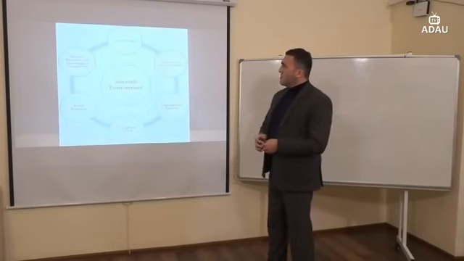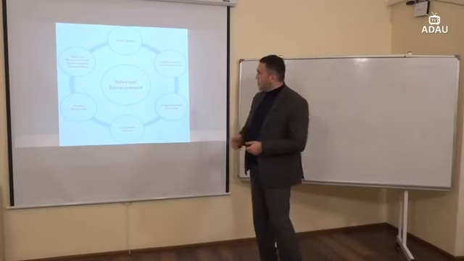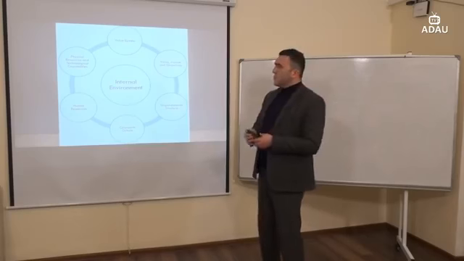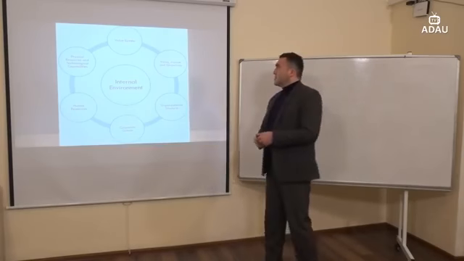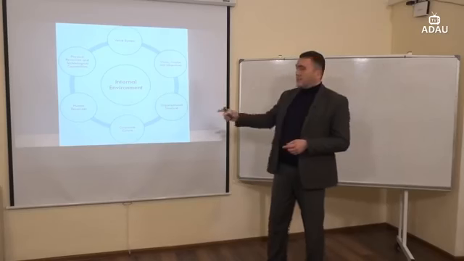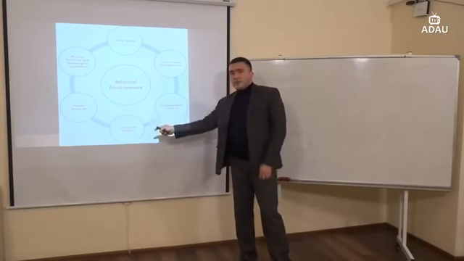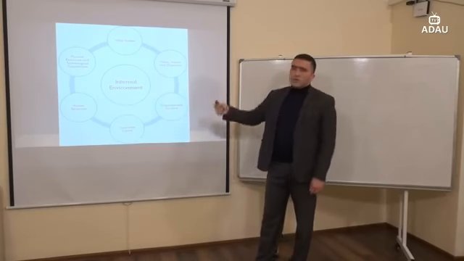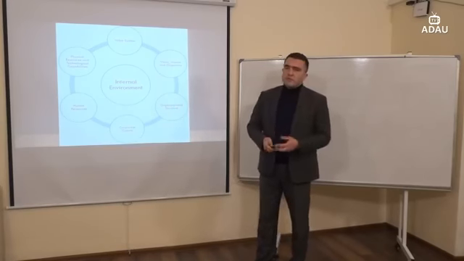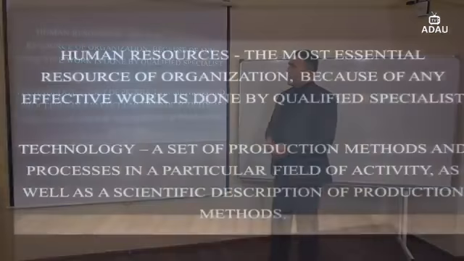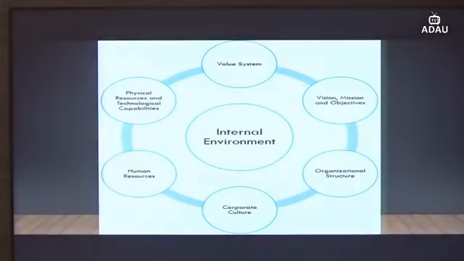The internal environment consists of six main elements. This is a value system, the mission, vision, and objectives of the organization, organizational structure, corporate culture, human resources, physical resources, and technological capabilities. And let's see in detail what this internal environment is about.